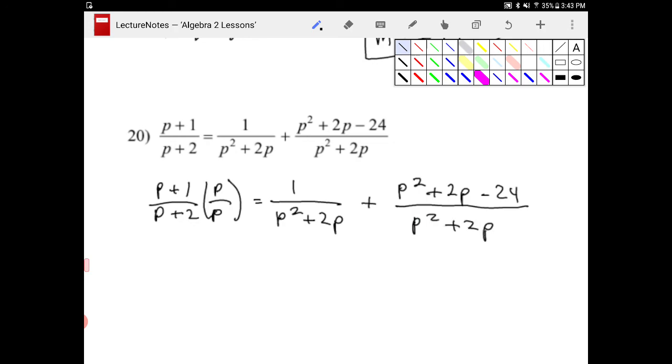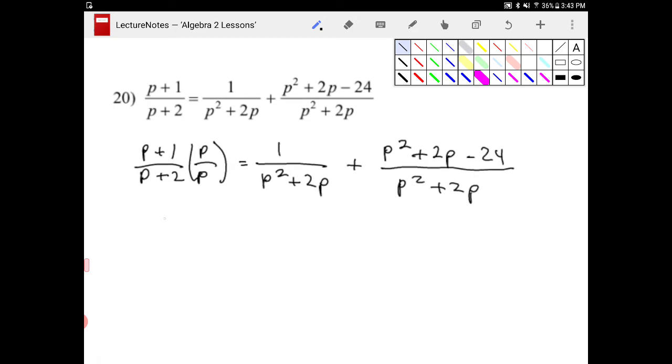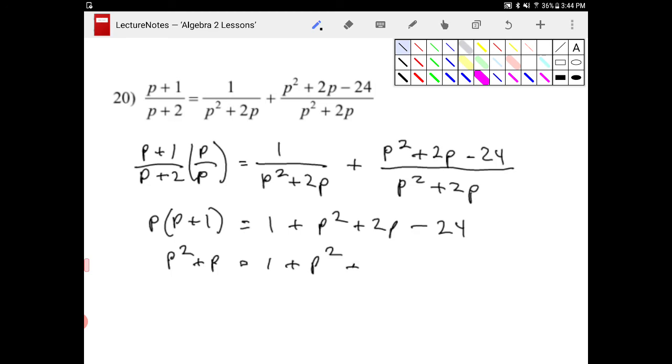So now that I have the same denominator in every fraction, I can just drop the denominator. I have p times p plus 1 is equal to 1 plus p squared plus 2p minus 24. The left-hand side ends up with p squared plus p is equal to 1 plus p squared plus 2p minus 24. I notice I have a p squared on both sides of the equation. And I am going to subtract both sides by 2p. I end up with negative p. 1 minus 24 is negative 23. So therefore p is equal to 23.